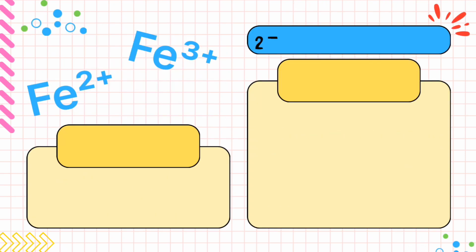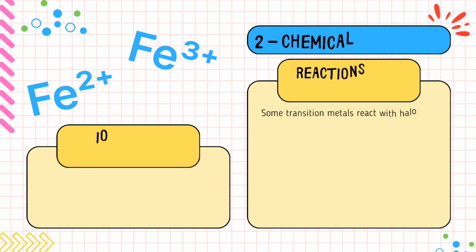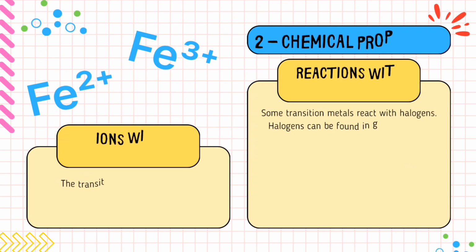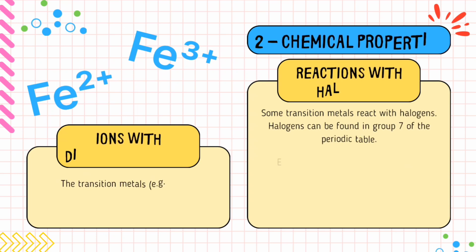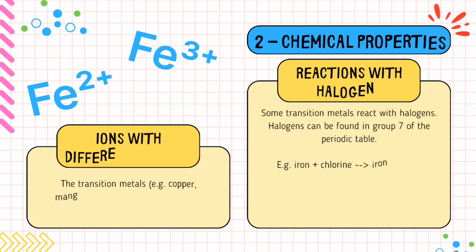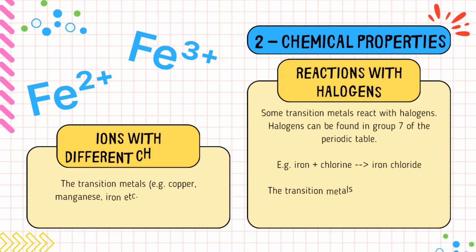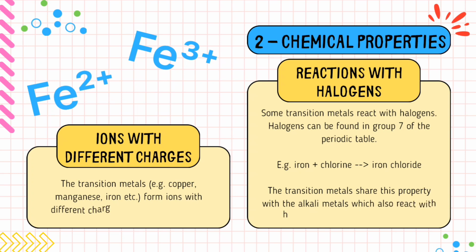The second chemical property which we are going to learn is ions with different charges. The transition metals copper, manganese, and iron form ions with different charges. This is shown above, like Fe2+, Fe3+.